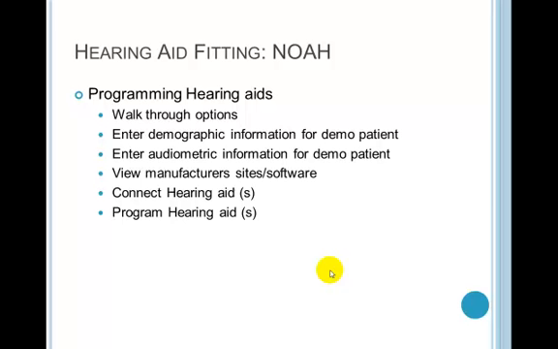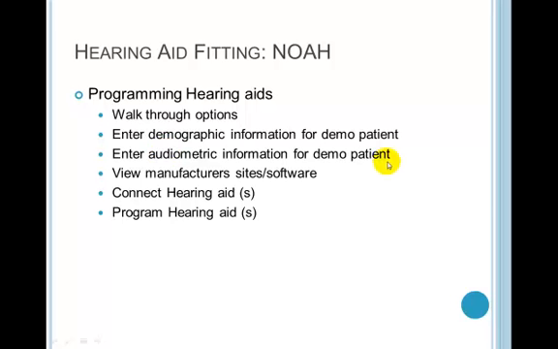Alright, so we know that when we fit a hearing aid, we put the information in NOAH, right? So, programming hearing aids, walk through the options. Basically, we enter the demographic information for the patient. Now, remember we said for adults we use a prescriptive method, a formula for figuring out how much boost that hearing aid is going to apply. Part of that formula is whether they are male or female, and their age, because that fits into normative data. So we need to enter demographic information.